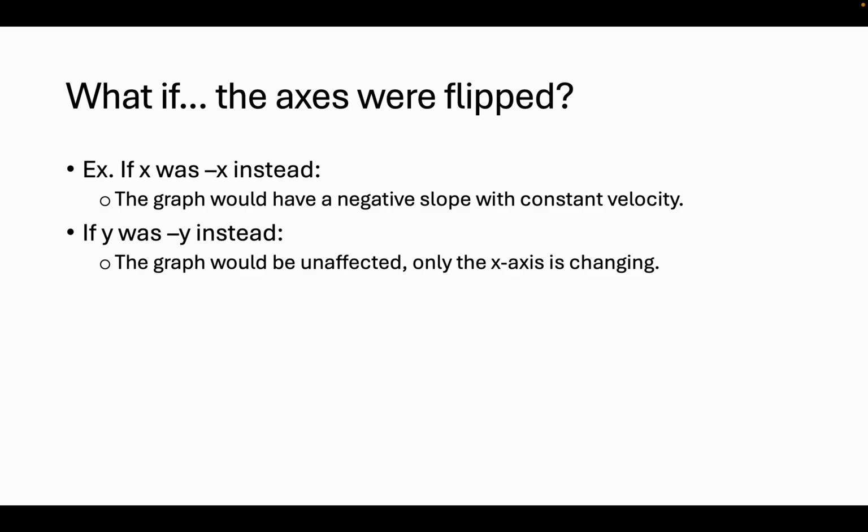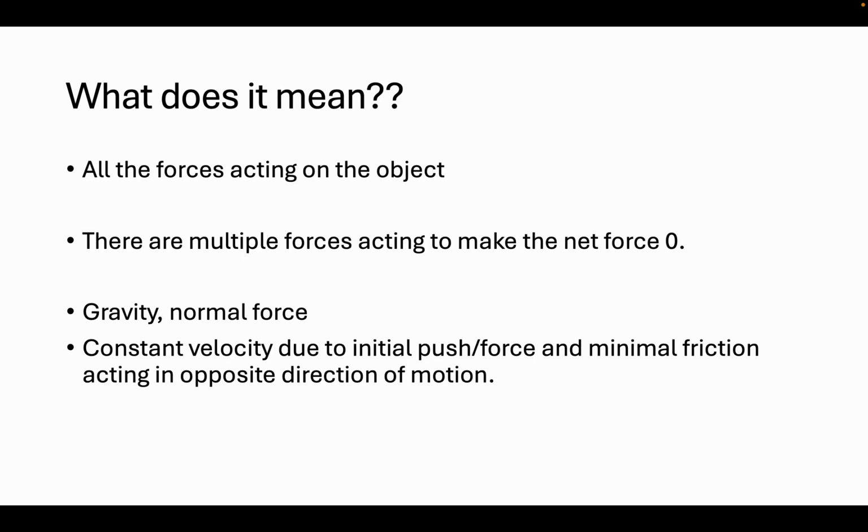So what if the axes were flipped? If the x-axis was the negative x-axis in the experiment instead, the graph would have a negative slope with a constant velocity. It would basically be the same constant velocity graph with the graph going downwards, having a negative slope. And if y was negative y, the graph would be unaffected because we did not use the y-axis in this experiment. So what does all this mean?